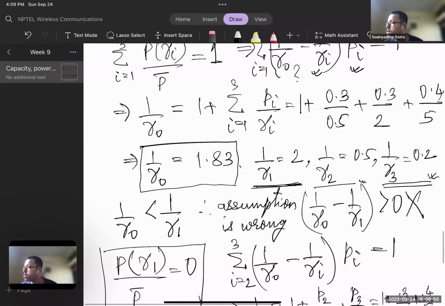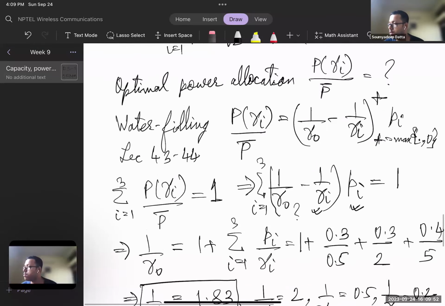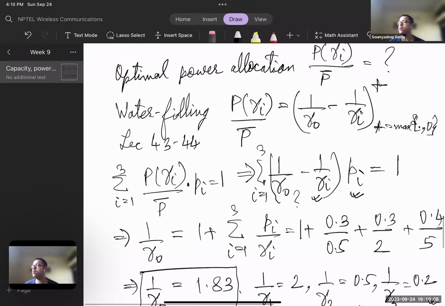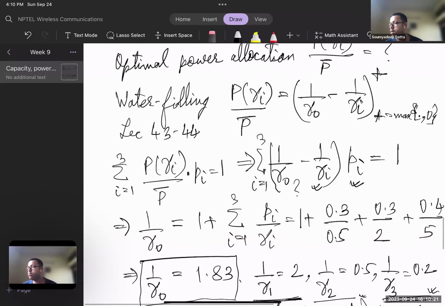Actually, in the allocation part, I am not multiplying Pi. My bad, this is incorrect. But in the summation part, I have to sum it with Pi. Why? Because the probability that this state gamma I occurs, the probability that gamma equal to gamma I, is pi. So when applying this average power constraint, I need to multiply the pi.